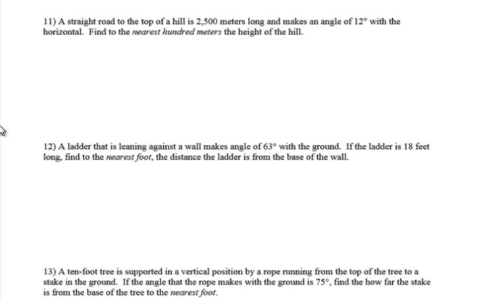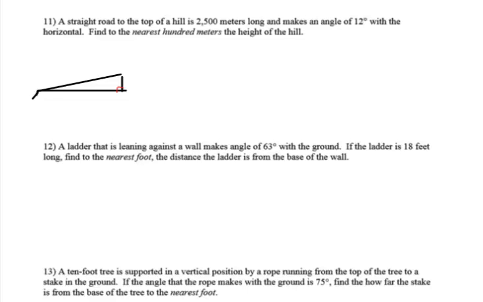A straight road to the top of the hill is 2,500 meters long and makes an angle of 12 degrees with the horizontal. Okay, so we have a ground and we have this road. Now the road is going up. All right, 12 degrees is not that steep of an angle. It's going up a hill, and the hill has a certain height to it. So we want to recognize that this is a right triangle setup.